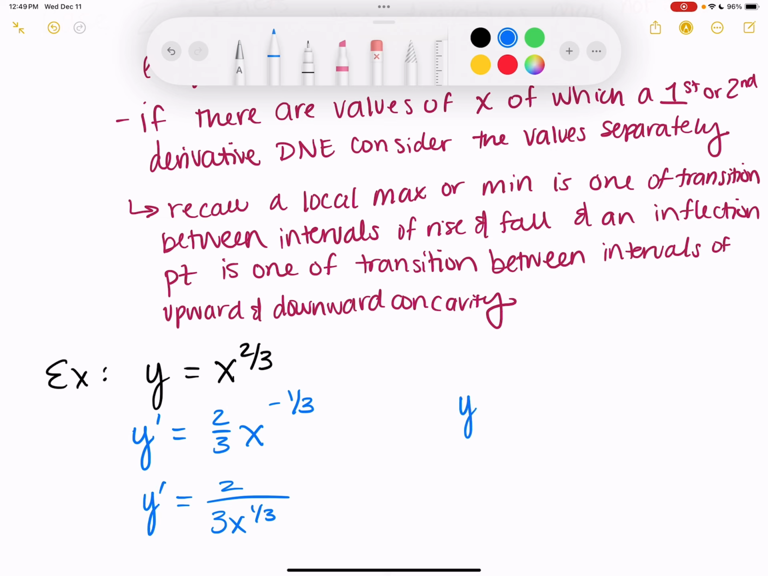And y double prime would be what? Negative 2 over 9x to the negative 4/3.